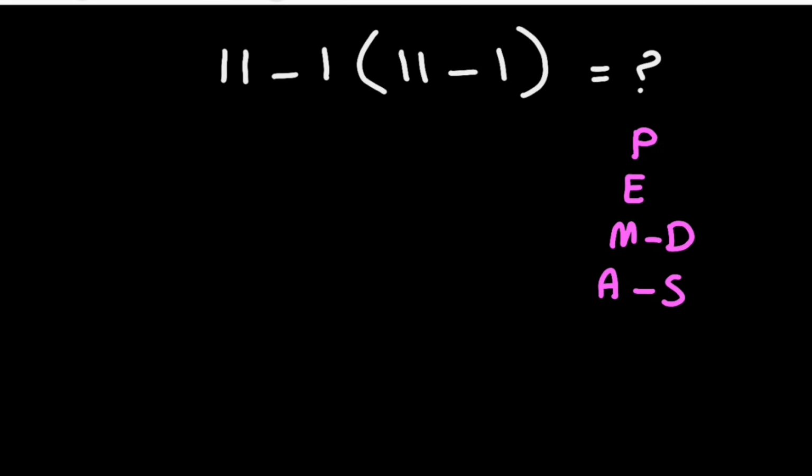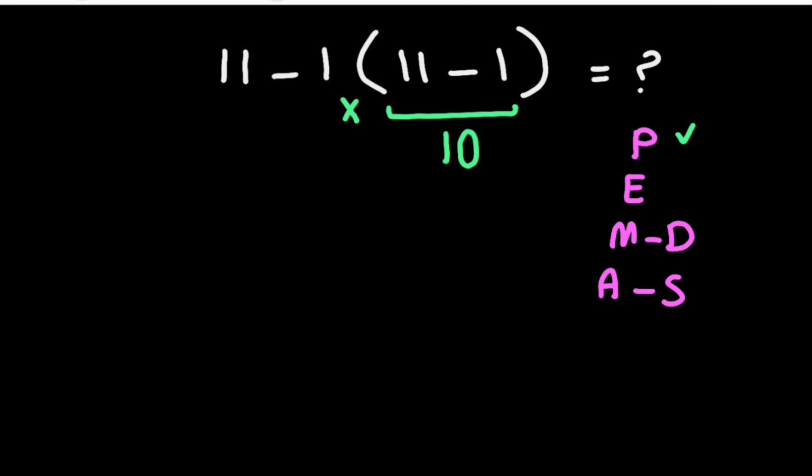Now, according to this rule, in the first step, we have one parenthesis that we have to solve first, not this multiplication and this subtraction. If we do this multiplication and this subtraction first, it is wrong. Now, we have to start with this parenthesis. 11 minus 1 equals 10.